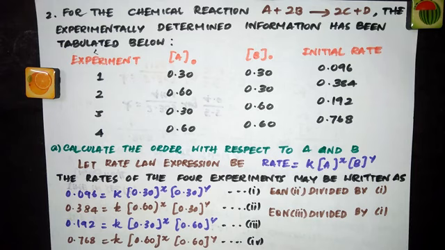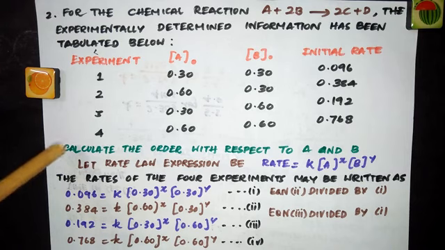First one is calculate the order with respect to A and B. Second question, write the expression for rate law. Third question, calculate the value of rate constant, which is K. Fourth question, write the expression for the rate of the reaction in terms of A and C. So these are the 4 questions asked from these data given. So let's try to solve one by one.